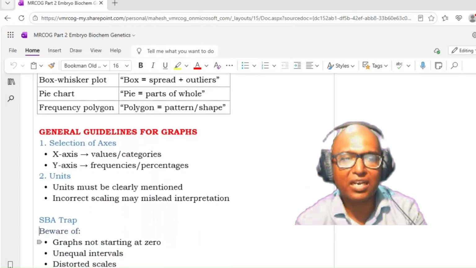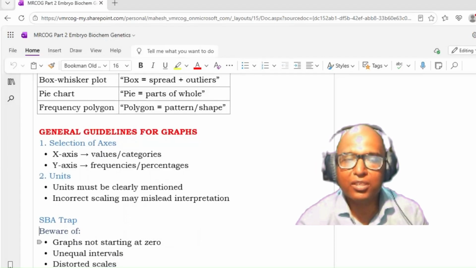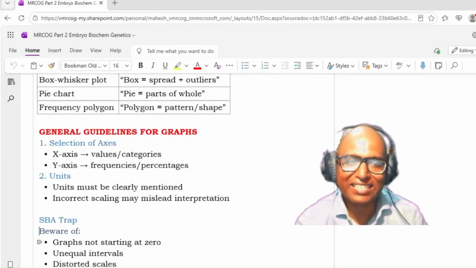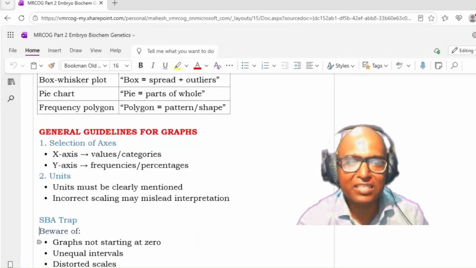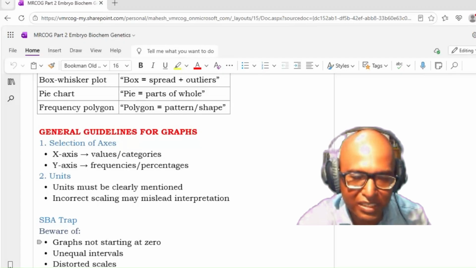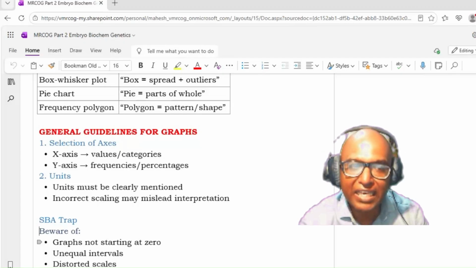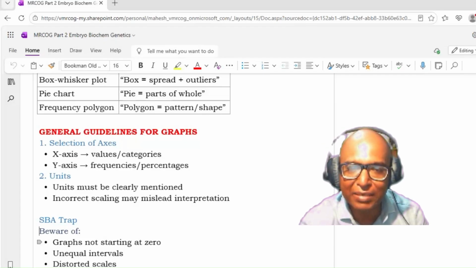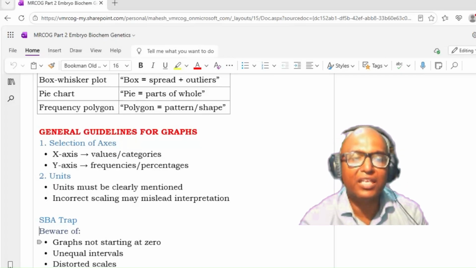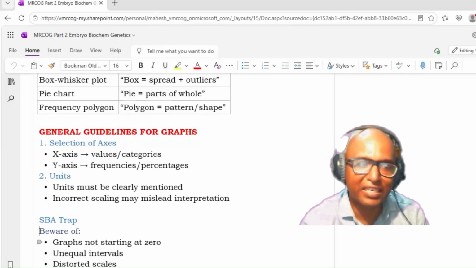There are certain guidelines for the graph. On the selection of axes, the x-axis will always take the values of the categories, and the y-axis will have the frequencies or percentages. The units must be clearly mentioned. This is very important: what you are taking on the x-axis and on the y-axis, you have to mention. Suppose you have taken height in centimeters or meters, whatever you have measured, you have to mention that. Incorrect scaling may mislead the interpretation.